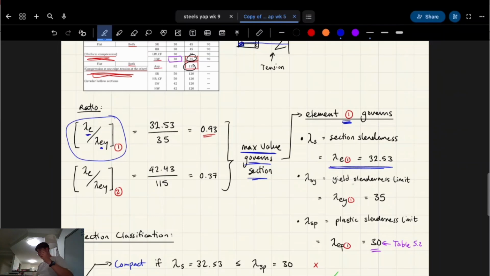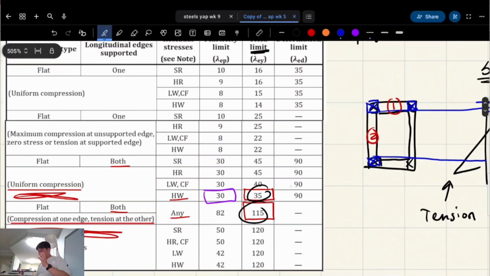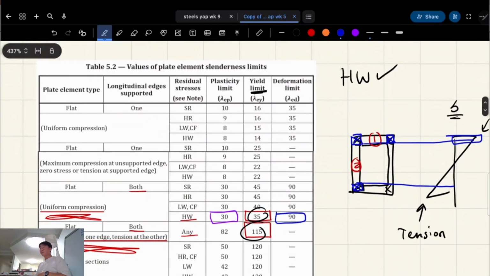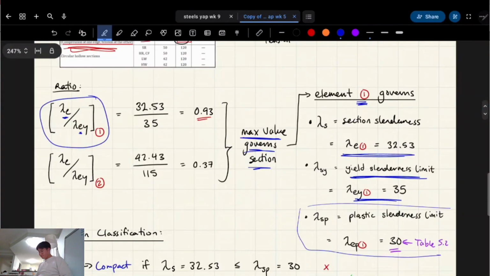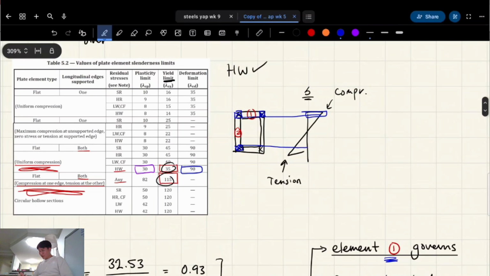Yeah. And same with the yield limit, the slenderness yield limit that we found earlier. And then a new value from the table, which we didn't bother grabbing earlier, is the plastic slenderness limit. So that's from the same table, but we just go to the right. In that column, and we just use that number, right? Oh, 30. Oh, sorry. I highlighted the deformation limit. It should be plasticity limit. So the column to the left of the one that we used.